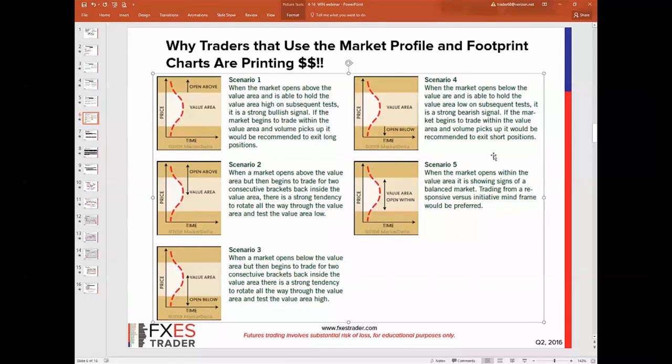So scenario 4 is when the market opens below the value area and is able to hold the value area low on subsequent tests. It's a strong bearish signal. Again, just the opposite of scenario 1. So scenario 5 is when the market opens within value and it's showing signs of a balanced market, right? Rotational to the top and bottom of value areas. It's trading from a responsive versus an initiative mind frame. So it's very easy to short the tops and bottoms of the value area.